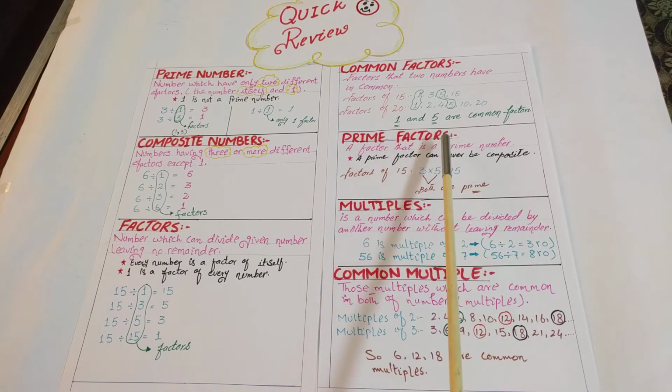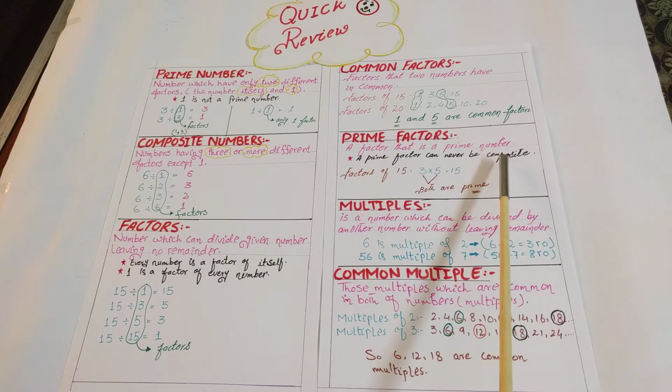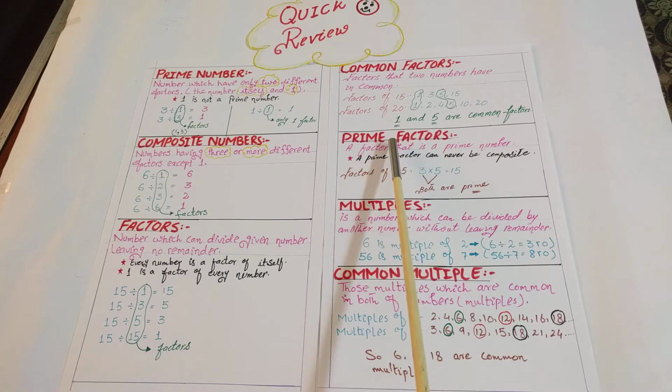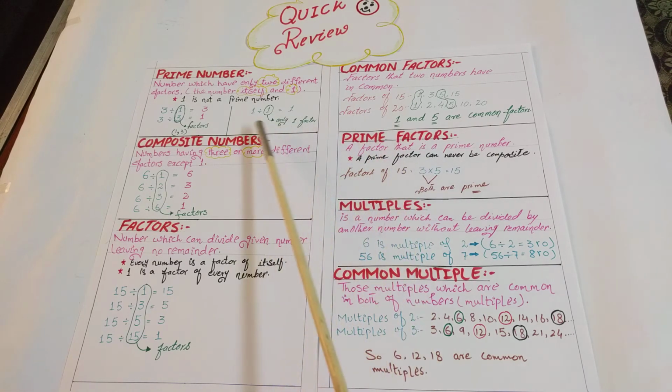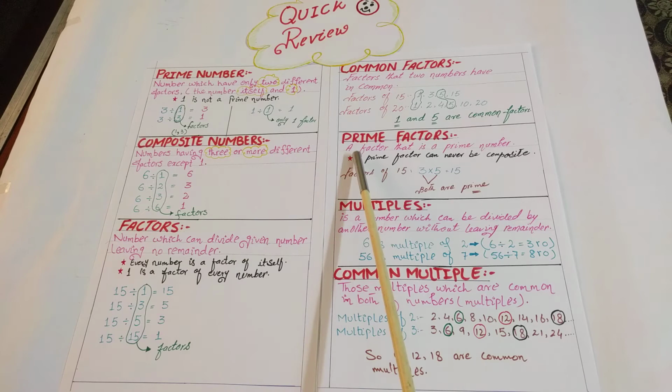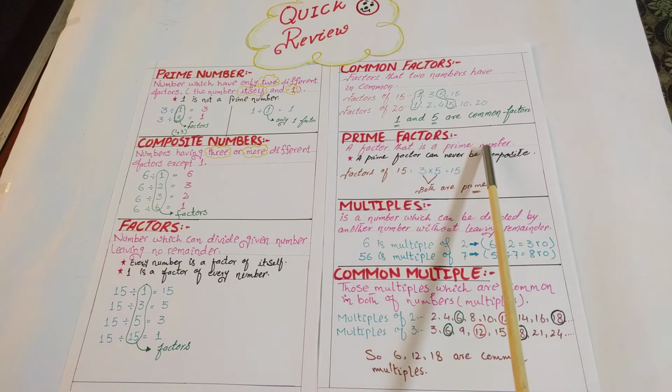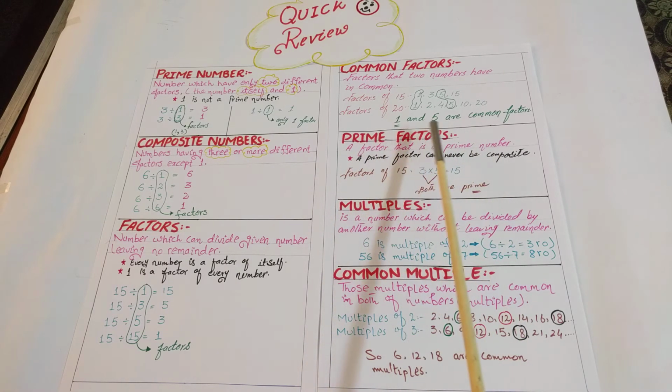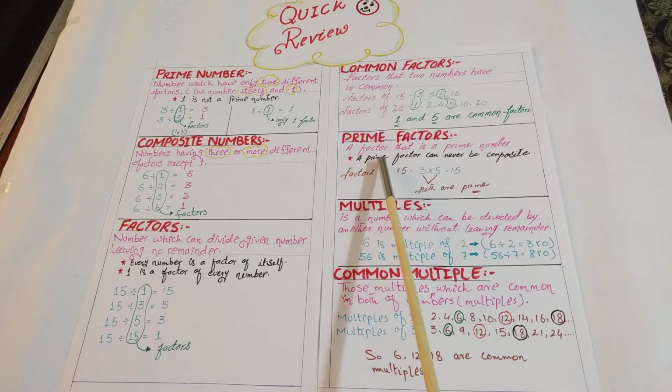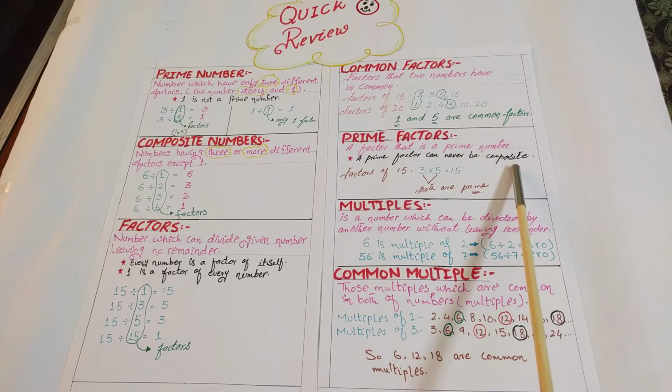Next is prime factor: a factor that is a prime number. Very simple. If your factor is a prime number, as I told you what a prime number is, then that is called a prime factor. A prime factor can never be composite.